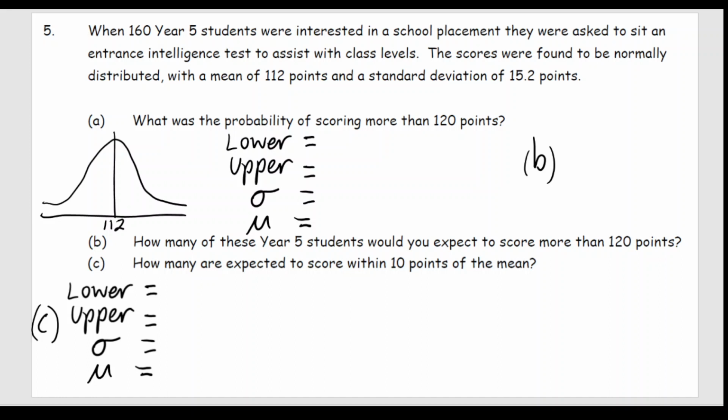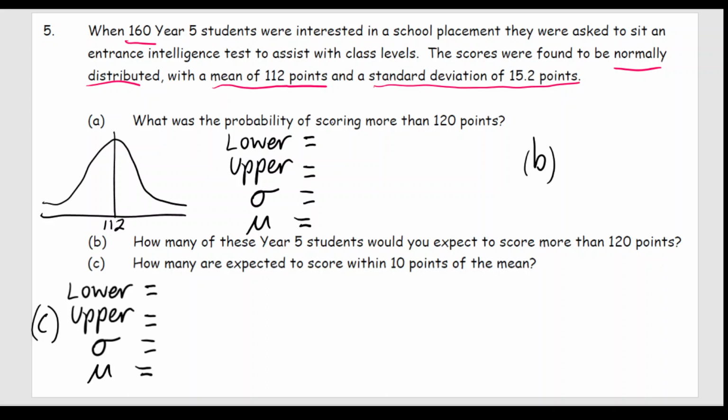So the useful things here are that we have 160 total students. We know that our data is normally distributed, and we have a mean of 112 points and a standard deviation of 15.2 points. So that means that we can draw a little diagram. I haven't drawn in the other points because it's going to get a little bit messy, but we know that our mean is 112. That tells us that 50% of the data is going to be lower than 112 and 50% is going to be larger than 112. So 50% of kids are scoring under that and 50% are scoring above.